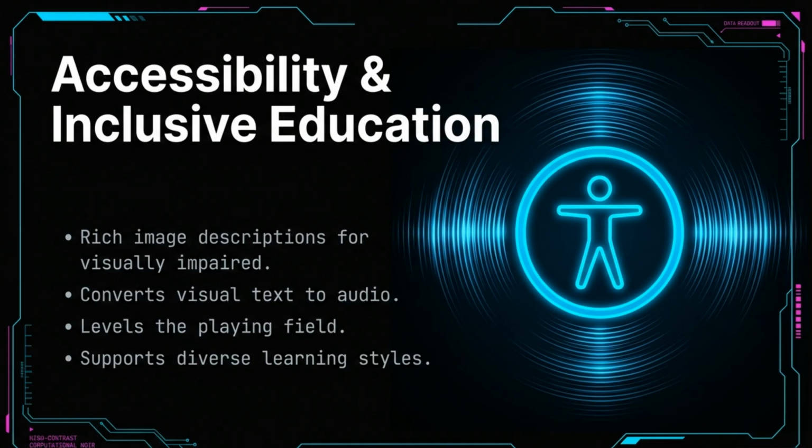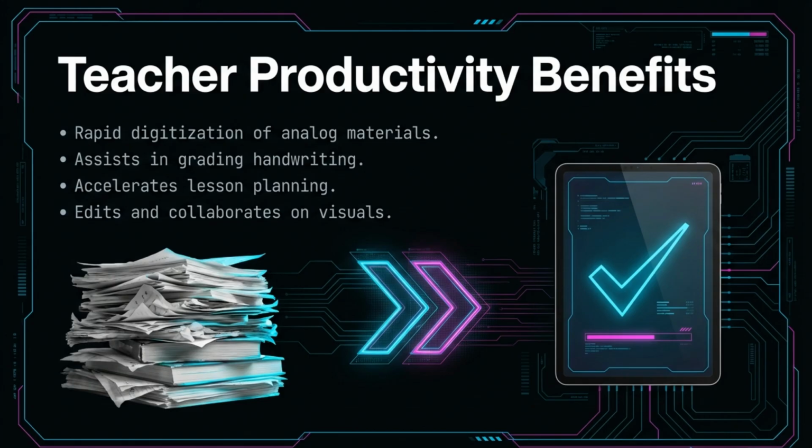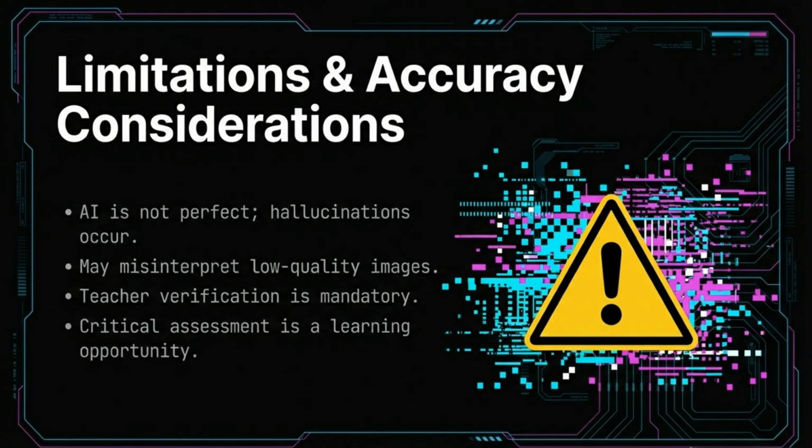For accessibility and inclusive education, Vision provides rich image descriptions for the visually impaired and converts visual text to audio. This levels the playing field and supports diverse learning styles. Vision also offers teacher productivity benefits, including rapid digitization of analog materials, assistance in grading handwriting, accelerating lesson planning, and facilitating collaboration on visuals.